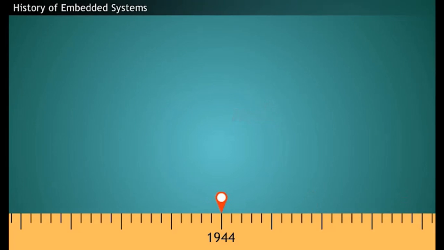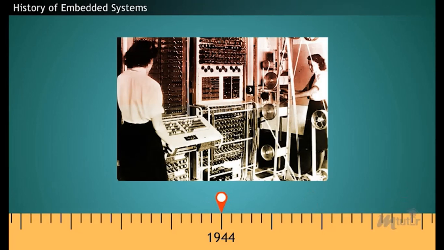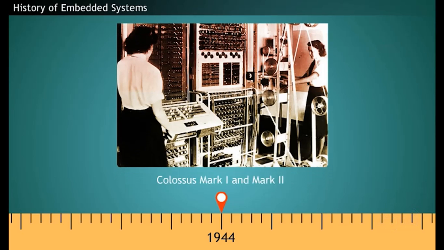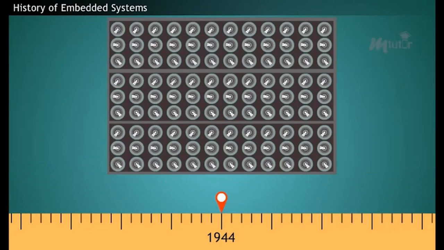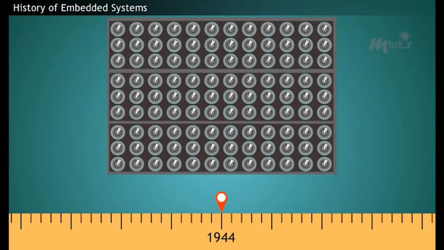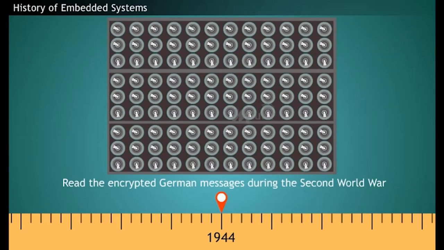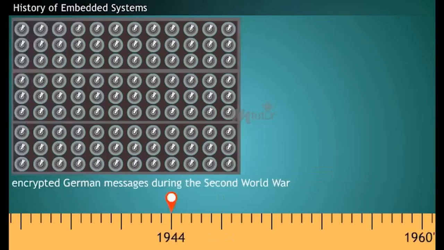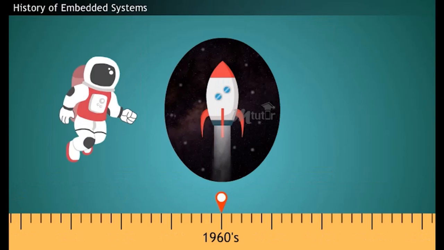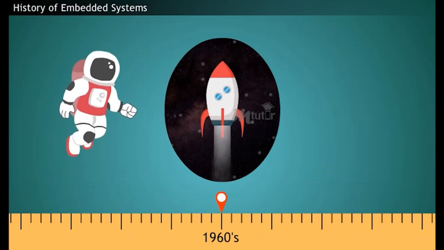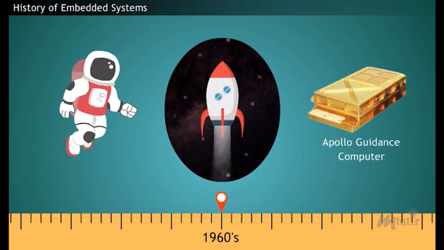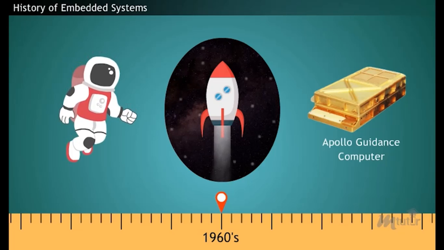In 1944, the world's first programmable electronic digital computer was developed for battle purposes. It was named the Colossus Mark I and Mark II computers. The computer was specially designed and used by the British code breakers to read the encrypted German messages during the Second World War. In the 1960s, a most crucial NASA lunar mission program called Apollo Guidance Computer was started.